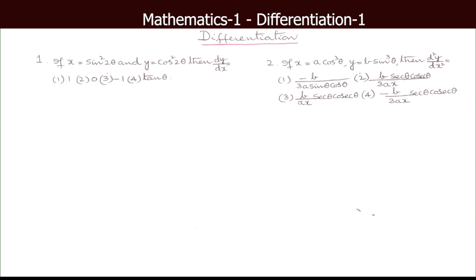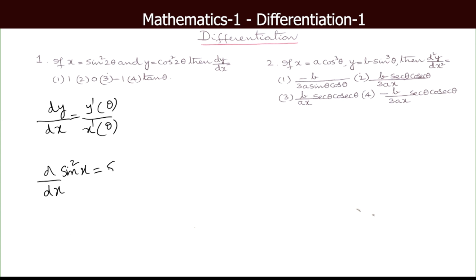Now, because both x and y are expressed in terms of a parameter theta, dy dx is y dash at theta by x dash at theta. Y dash theta means derivative of y with respect to theta. Well, the derivative of sin squared x is sin 2x by chain rule, because that is 2 sin x cos x, that is sin 2x. And the derivative of cos squared x is, because cos square x is 1 minus sin square x, minus sin 2x.